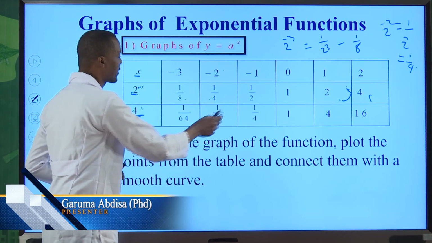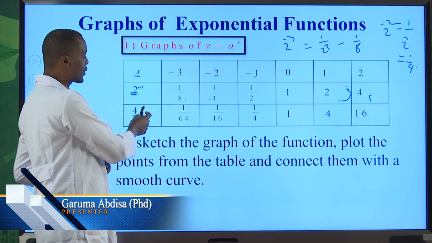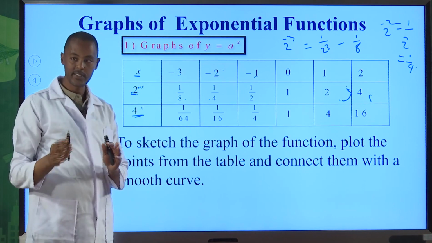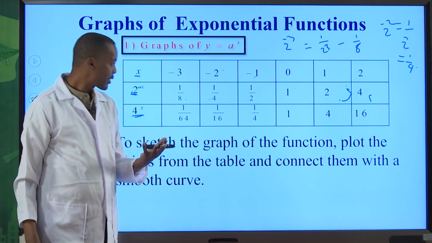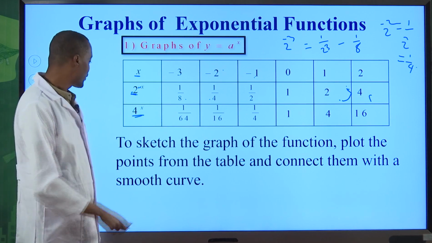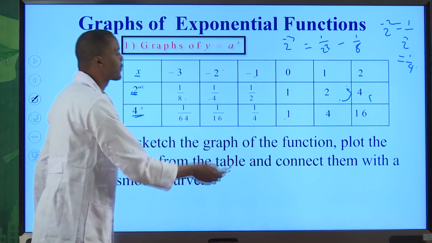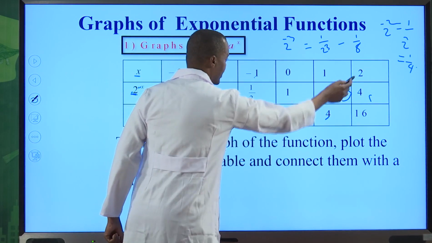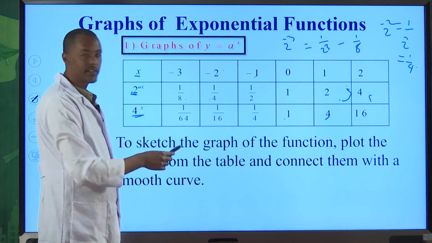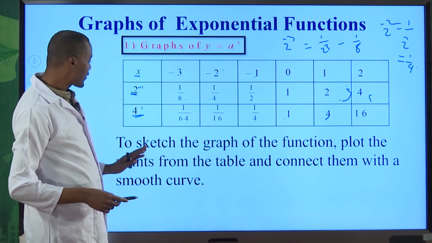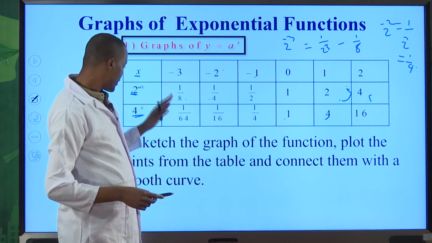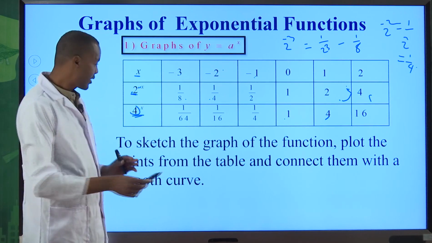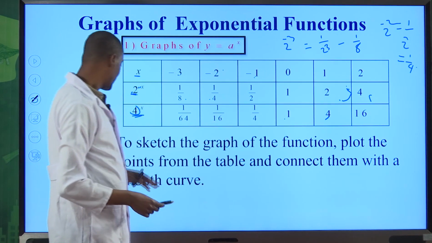That is 1 over 16. If I substitute minus 1, 4 to the power of minus 1 is 1/4. If I substitute 0 instead of x in 4 to the power of minus x, with a similar argument that I told you before, any number to the power 0 is 1. And if I substitute 1, 4 to the power 1 is simply 4. And if I substitute 2, 4 squared, that is 16. So the only difference between the upper and the lower is that their bases are different, and consequently their functional values will also be different.